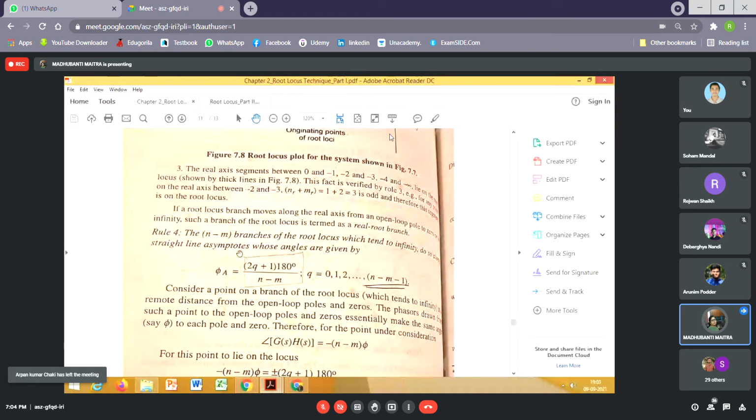You see, n minus m number of root branches will tend towards infinity, right? So that means we will get n minus m number of straight line asymptotes. That's why in this equation q will vary from 0, 1, up to n minus m minus 1. Clear?